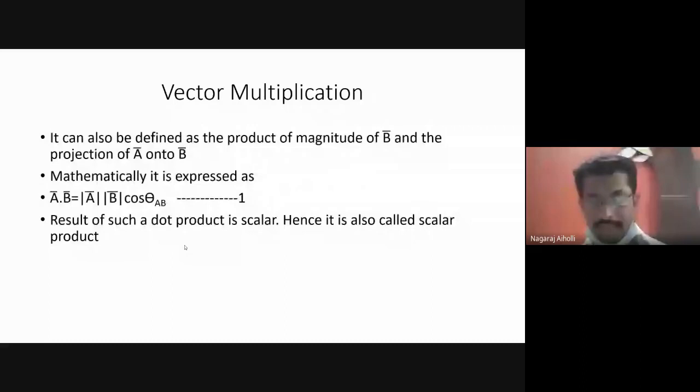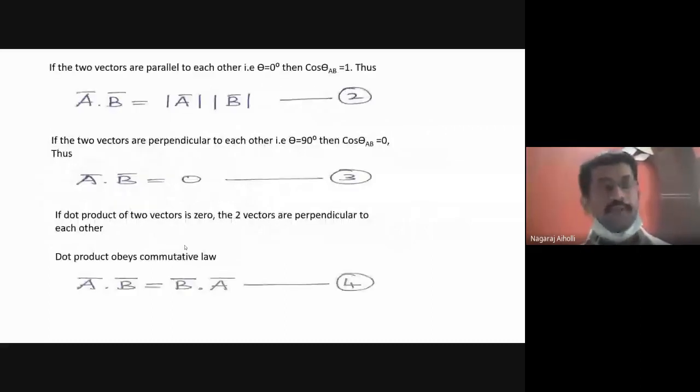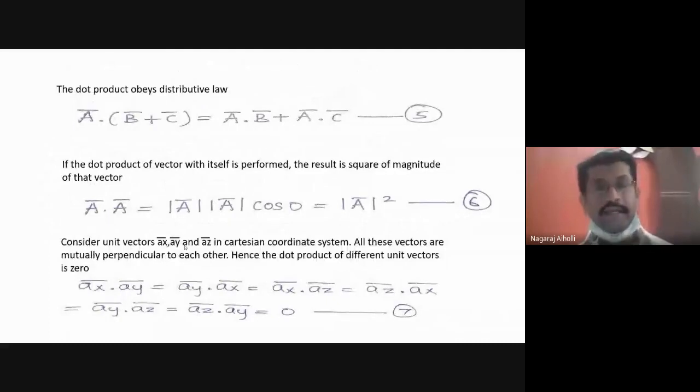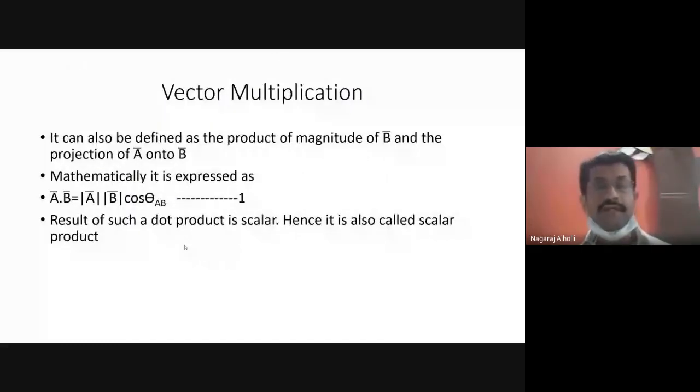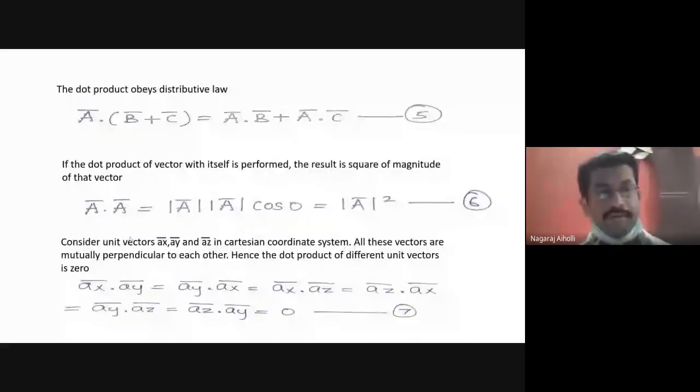Fine. Next, the dot product also obeys the distributive law. What is the distributive law? A into B plus C is equal to AB plus AC. Similarly, A vector dot the sum of B vector and C vector is equal to A vector dot B vector plus A vector dot C vector. That is, the dot product also obeys the distributive law.